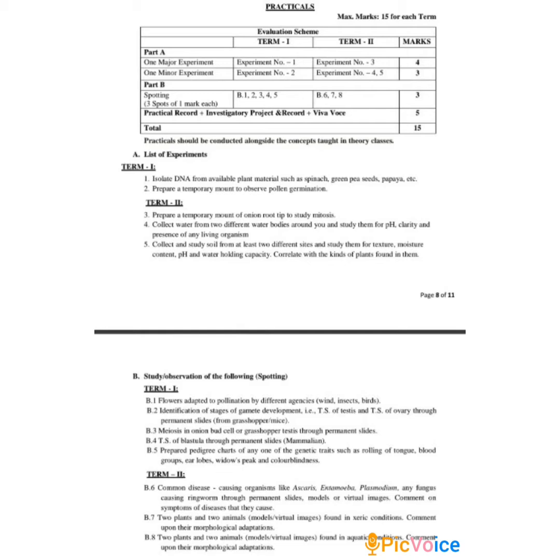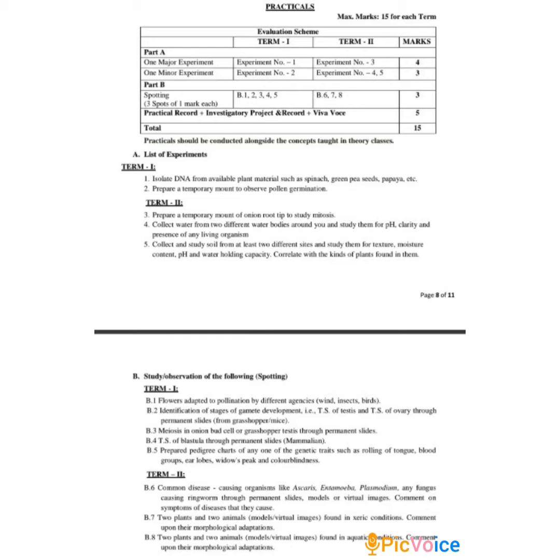First one, flowers adapted to pollination by different agencies. Second one, identification of stages of gamete development, that is TS of testis and TS of ovary. Then third one, meiosis in onion bud cell or grasshopper testis. Then fourth one is TS of blastula. And the last one is preparation of pedigree analysis for any of the traits. Okay, the 5 genetic traits are given: rolling of tongue, blood groups, earlobes, widow's peak, and color blindness.